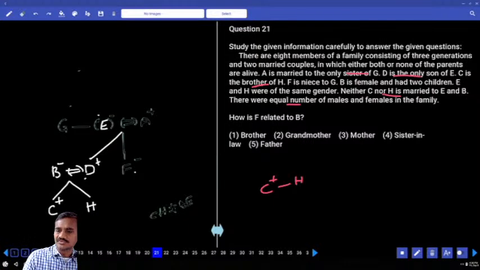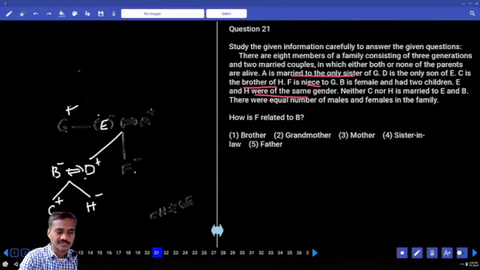Now what is the gender of this G? Any information related to this? A is married to the only sister of G. D is the only son of E. And C is the brother of H. F is the niece of G. B is a female and has 2 children. E and H are of the same gender. E is a female, H is a female. Then equal number of males and females, G is a male. Now this is about question numbers 21 to 23.